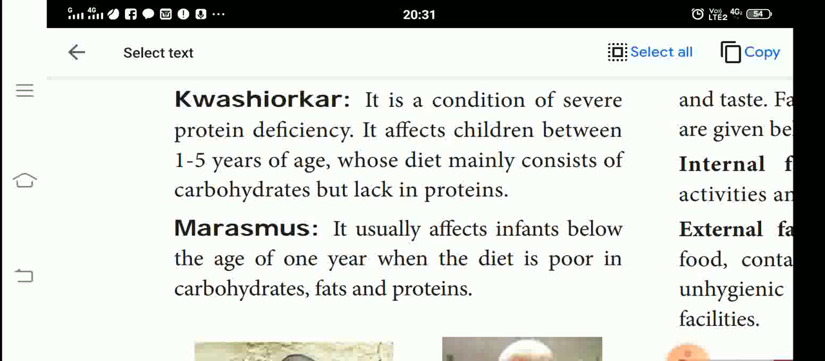That is particularly the growing children at the age of 1 to 5 years. If we are not giving protein rich food, it will lead to a disease that is called kwashiorkor, whose diet mainly consists of carbohydrate but lacks protein. We have to take all the types of nutrient rich food, isn't it?